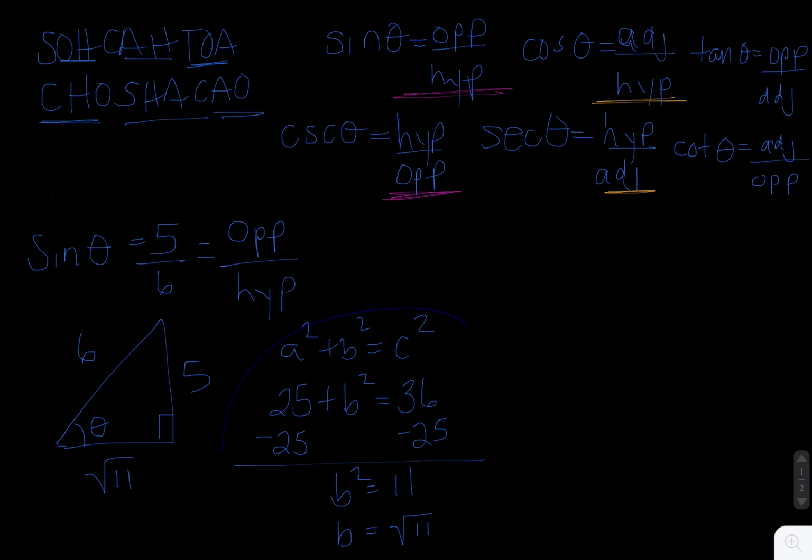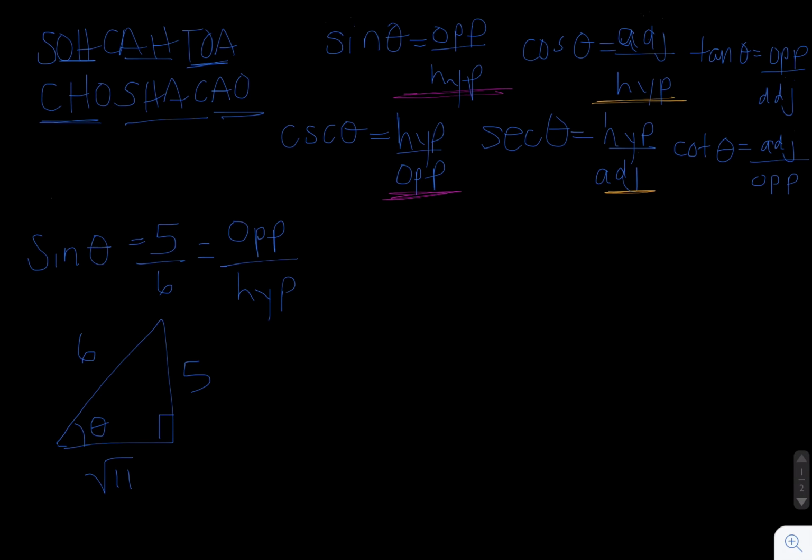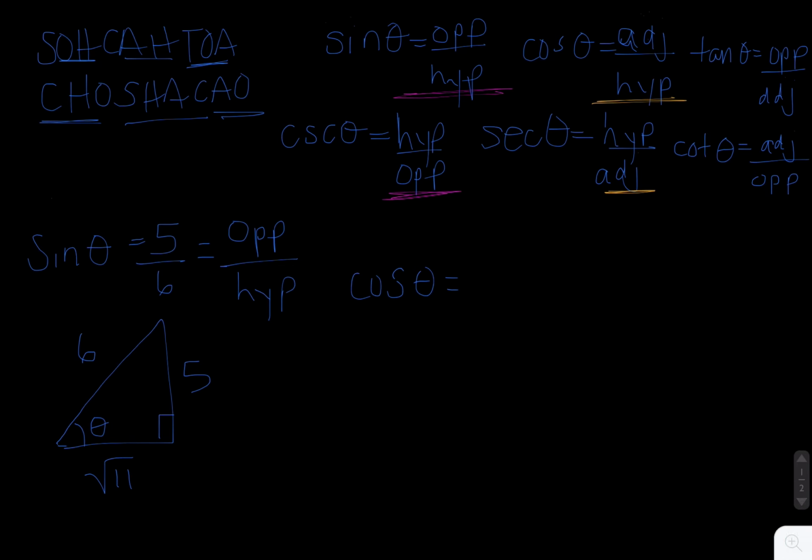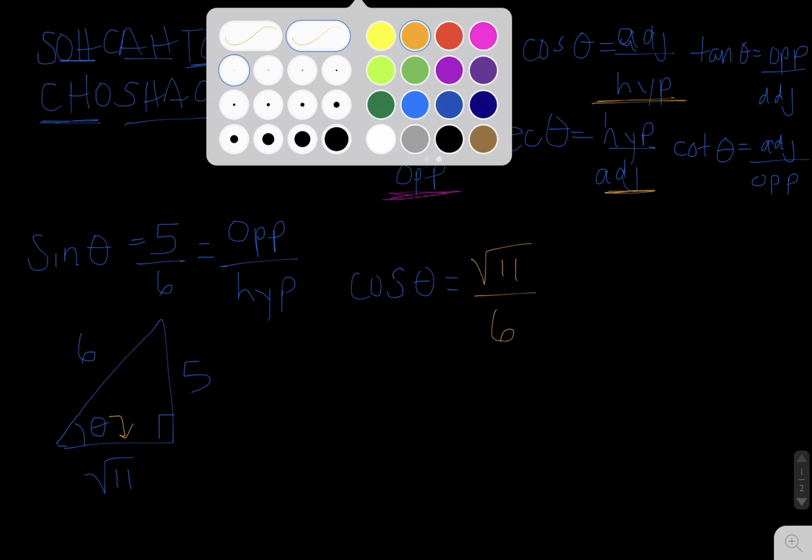All right, so now that we have all the sides of our triangle, let's find our remaining 5 trig functions. So we know the sine already, so let's go with cosine. So cosine of theta is what? According to Sohcahtoa, it's adjacent over hypotenuse. So if we're right here at theta, adjacent would be what? This guy. That would be the square root of 11. What is our hypotenuse? 6. So the cosine of theta is the square root of 11 over 6.